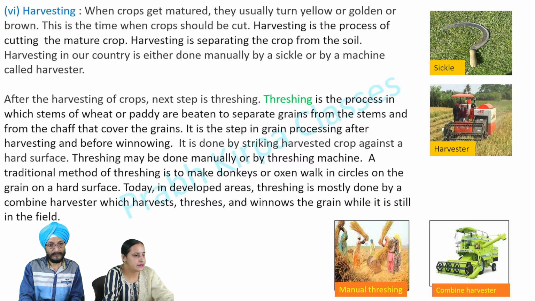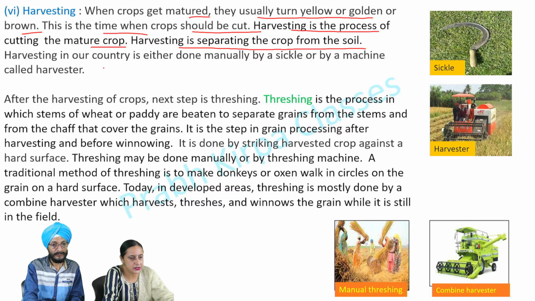Six, harvesting. When crops get matured, they usually turn yellow or golden or brown. This is the time when crops should be cut. Harvesting is the process of cutting the mature crop. Harvesting is separating the crop from the soil. Harvesting in our country is either done manually by a sickle or by a machine called a harvester.